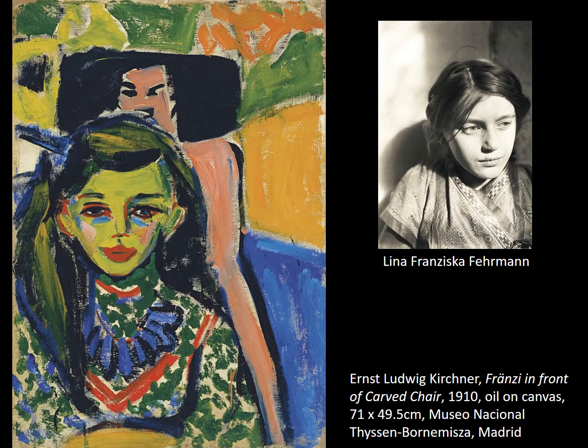But we know that Kirchner stays in touch with her. She ended up having 2 children out of wedlock. She was from a poorer family. She was the 12th child of a butcher. And she ends up having a child when she was 16. But Kirchner goes to visit her in Dresden in 1926. So he did maintain a friendship with this young girl who was one of Die Brücke's muses.